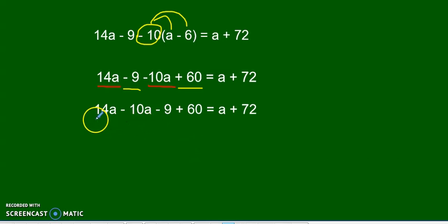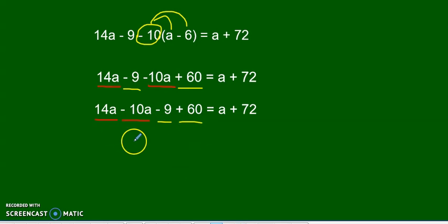So all I did in this step is place the like terms next to each other like this. That's 14a minus 10a and the minus 9 plus 60 next to each other. Now notice that the negative in front of the 10a stays in front of the 10a. I'm subtracting 10a, so wherever I put it, there's always going to be a negative in front of it. And the negative 9, same thing. It's subtracting 9, so it stays there.